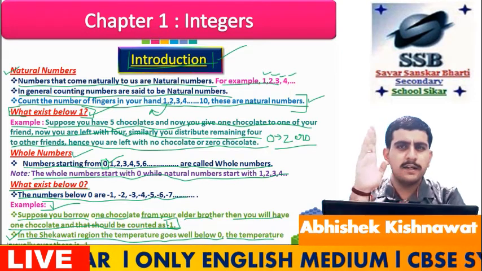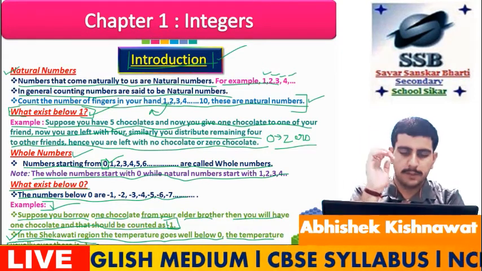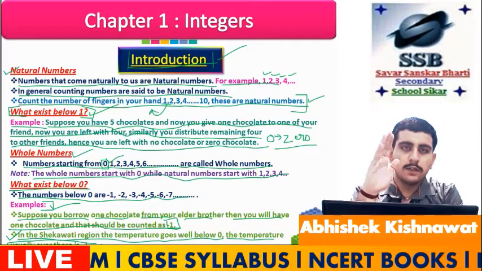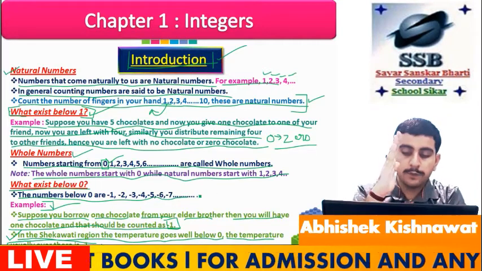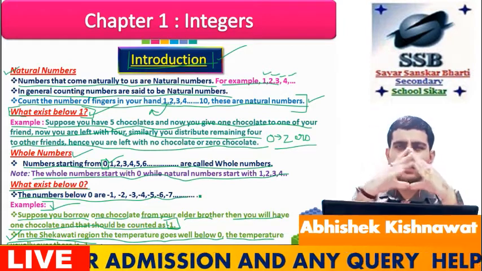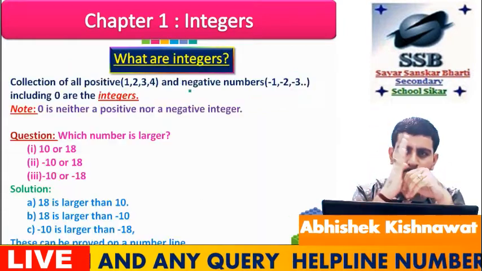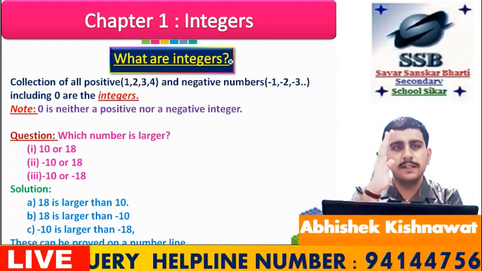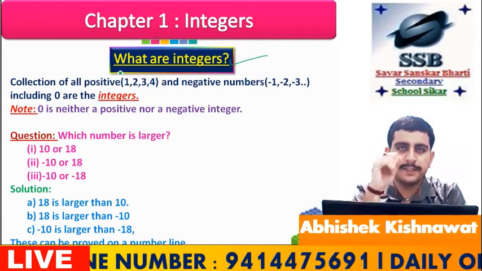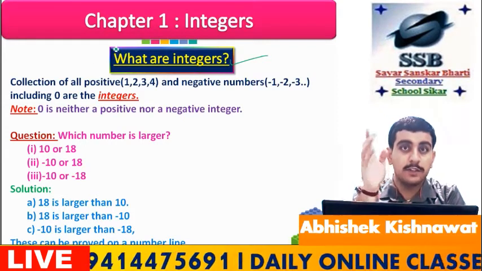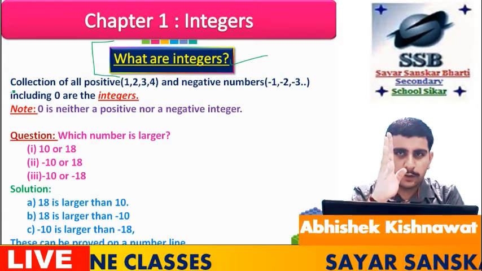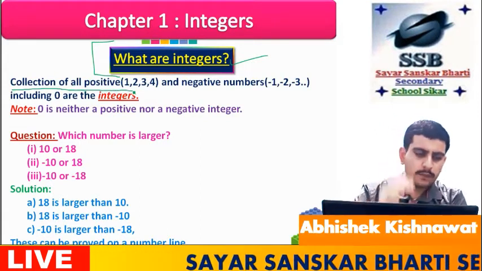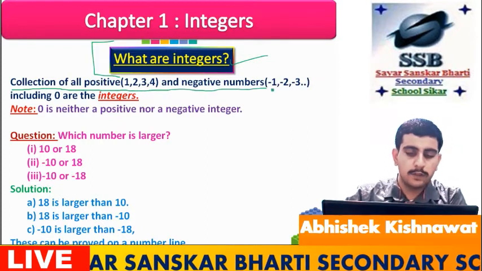You can better understand it with the concept of temperature. Suppose in the Shekhawati region, the temperature goes well below 0. In the winters, the temperature goes below 0. Now the temperature is -1 degree Celsius. So I think you get the concept of negative numbers. Okay, very good. Let's move on to the next.